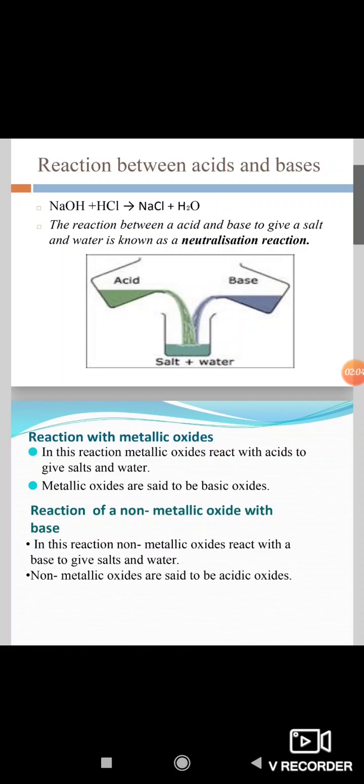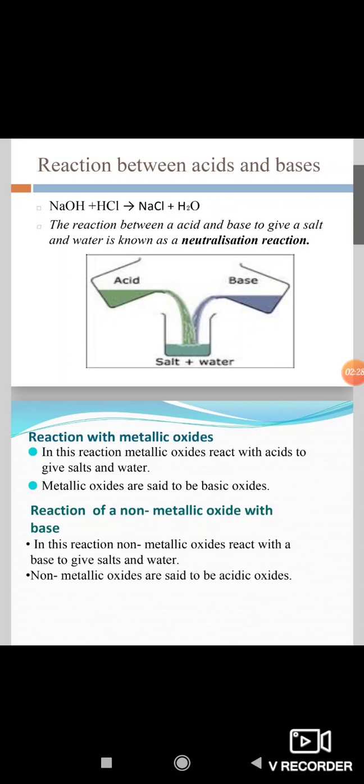Next, reaction with metallic oxides. In this reaction, metallic oxides react with acids to give salt and water. So metallic oxides are said to be basic oxides.